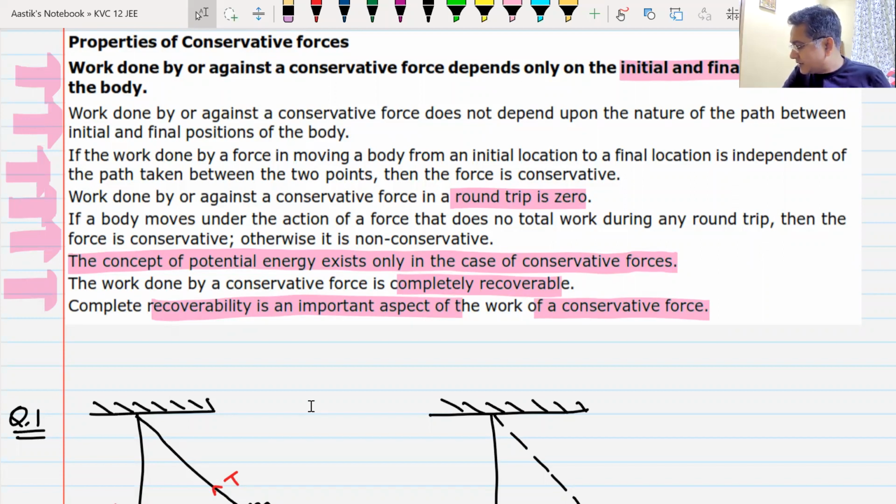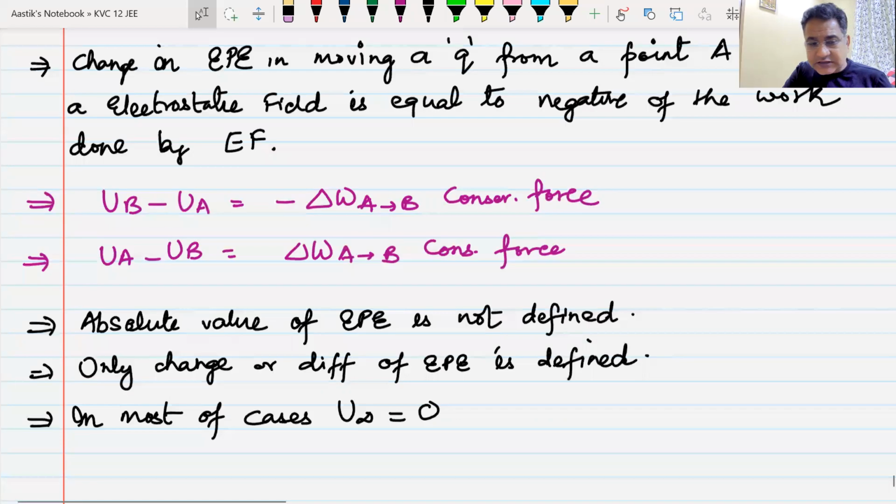We had seen the relation between conservative force and change in potential energy. Yes or no? The negative of the work done by the conservative force is the change in potential energy. And this is a diagram that you must remember. You can also write it like this.